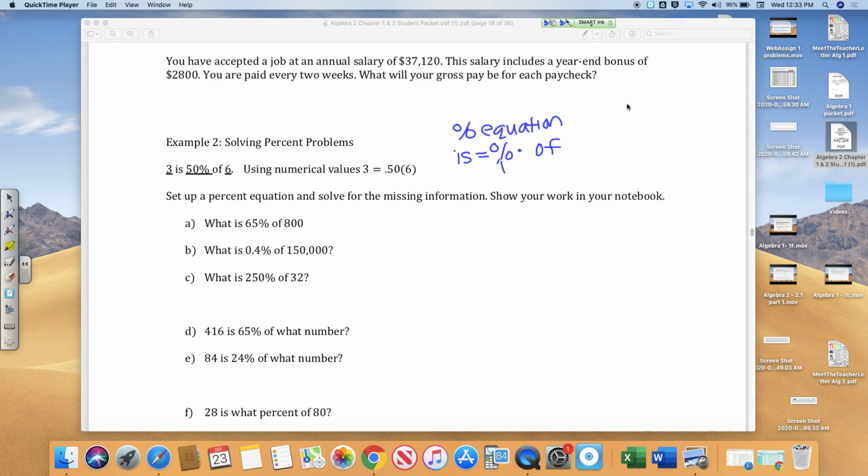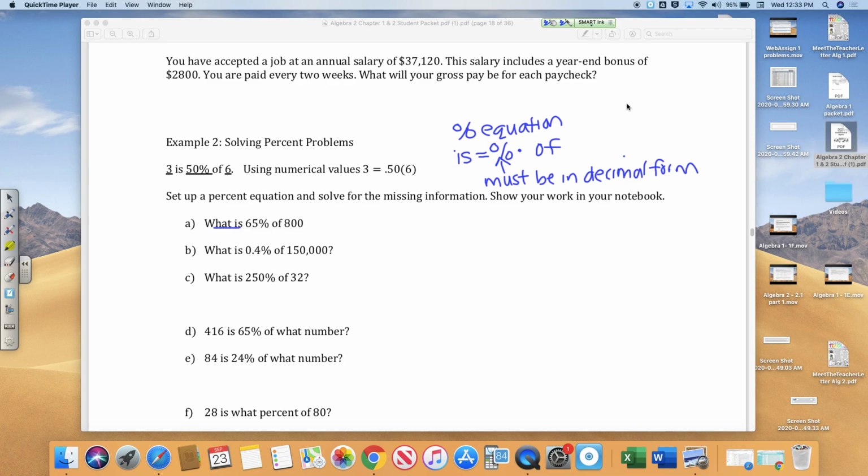Now, it's really important to note that this percent here must be in decimal form. So as long as you put the percent in decimal form and you put the correct numbers in the right spot, this will always work. So the formula is equals percent times of. When we're solving a problem, we look at what it's asking, and then we put the numbers in that are closest to the word is and closest to the word of, and the percent in decimal form, and then solve.